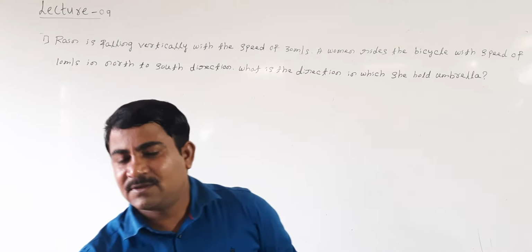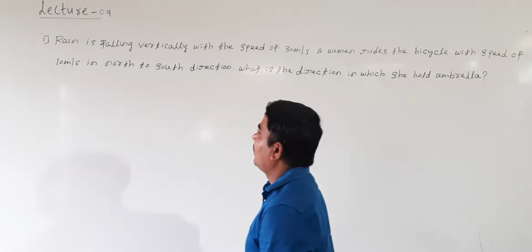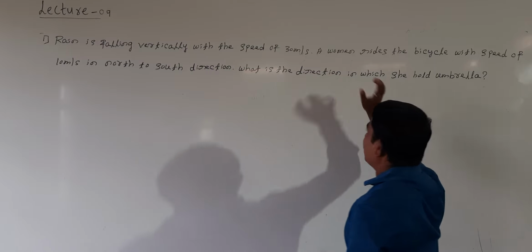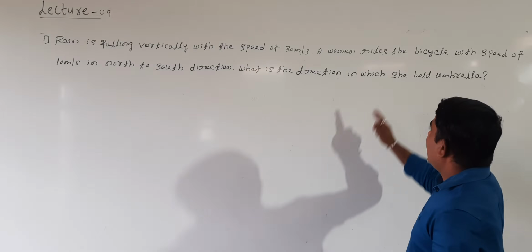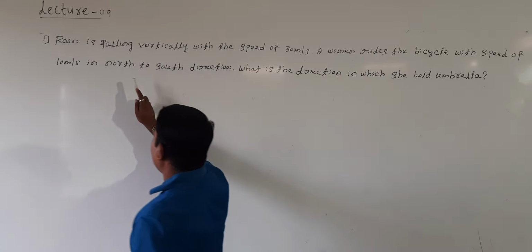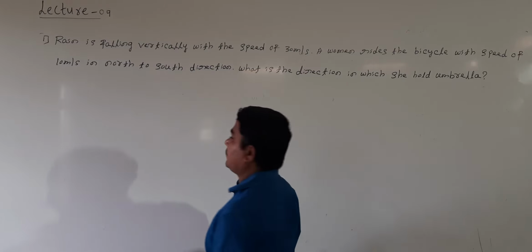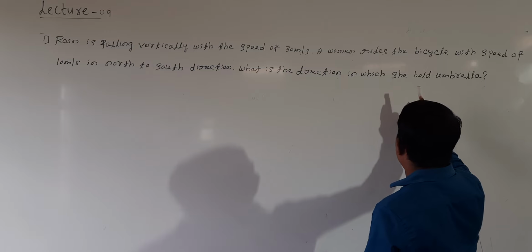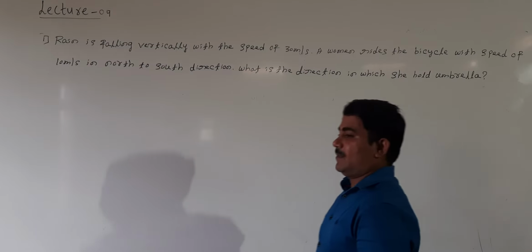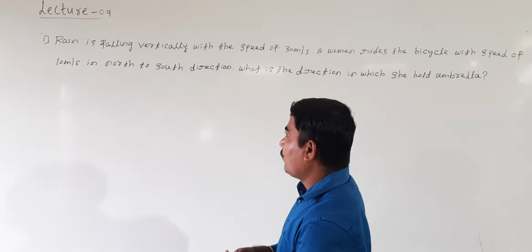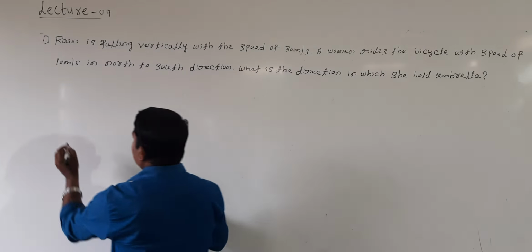Numerical number 1 is: rain is falling vertically with a speed of 30 meters per second. A woman rides a bicycle with a speed of 10 meters per second in the north to south direction. What is the direction in which she holds the umbrella? We have already done this. See how the situation is.